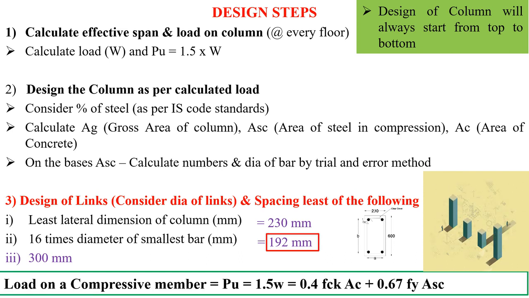Now that is the most important formula which we need to refer before going for a design of the main column. That is load on a compressive member, PU equals 1.5 W, which we already saw in step number 1, equals 0.4 FCK AC plus 0.67 FY ASC. FCK is the grade of the concrete. AC we have already seen, area of the concrete. FY is the grade of the steel, so it's mostly FE 500, whatever you're using. For example, I'm using FE 500, so I will take FY equals 500. ASC is the area of the steel in compression, which we have already seen.